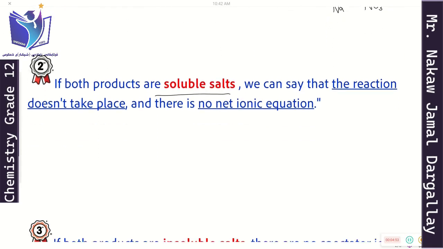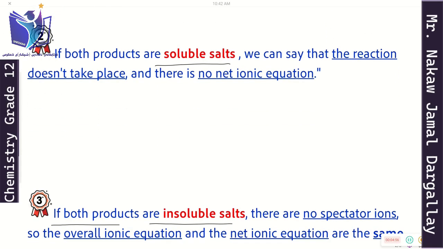If both products are soluble salts, we can say that the reaction does not take place. That means the reaction doesn't occur, and you have no net ionic equation. For example, the reaction between potassium chloride, KCl, and, for example, magnesium nitrate, Mg(NO3)2.